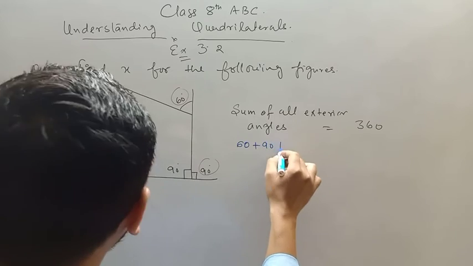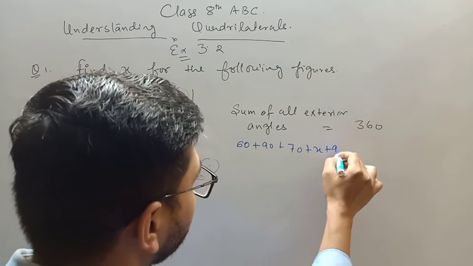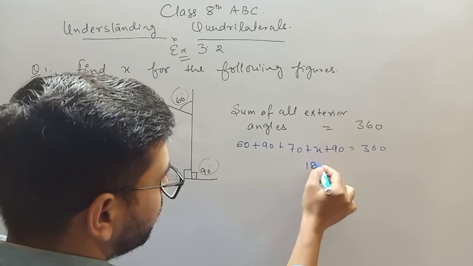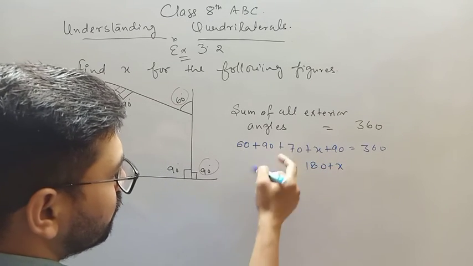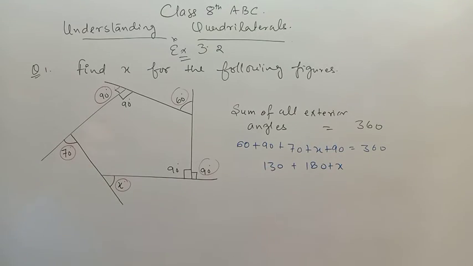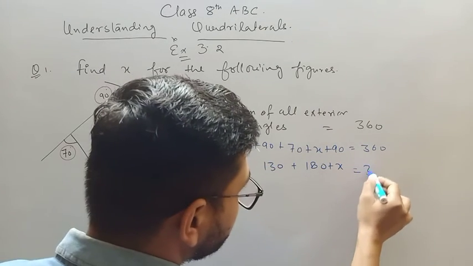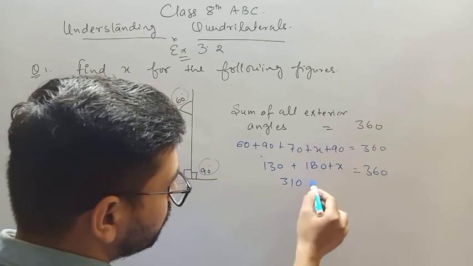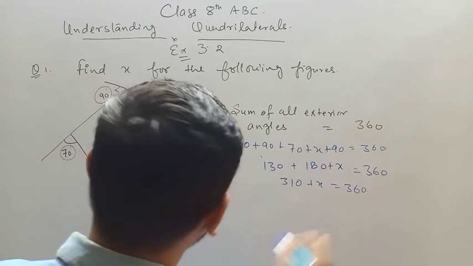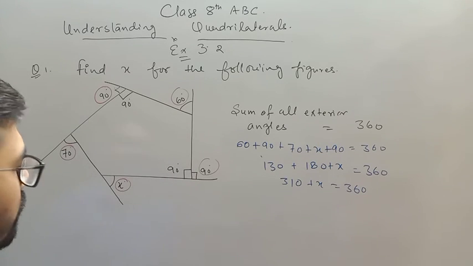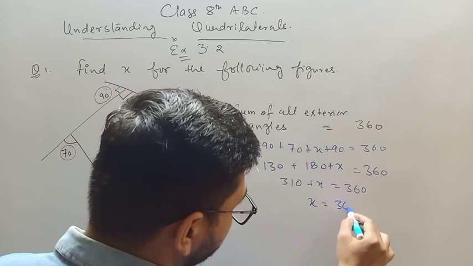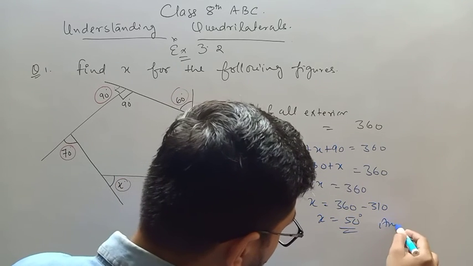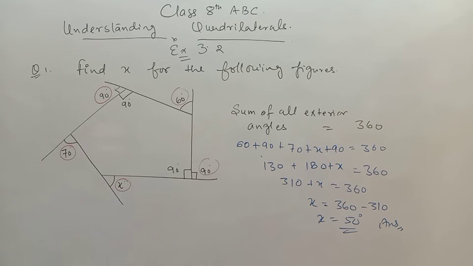60 plus 90 plus 70 plus x plus 90 is equal to 360. So 90 plus 90 is 180 plus x, 60 plus 70 is 130. Okay, and this is all equal to 360. Now 180 plus 130 is 310, so 310 plus x is equal to 360. So x is equal to 360 minus 310, so the value of x is 50 degrees. So this is the answer. Okay, please note it down fast.